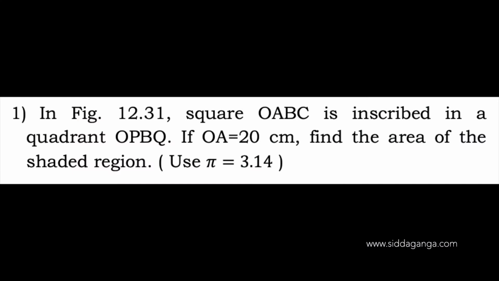In the figure, a square OABC is inscribed in a quadrant OPBQ. If OA is equal to 20 centimeter, find the area of the shaded region. Pi is equal to 3.14.